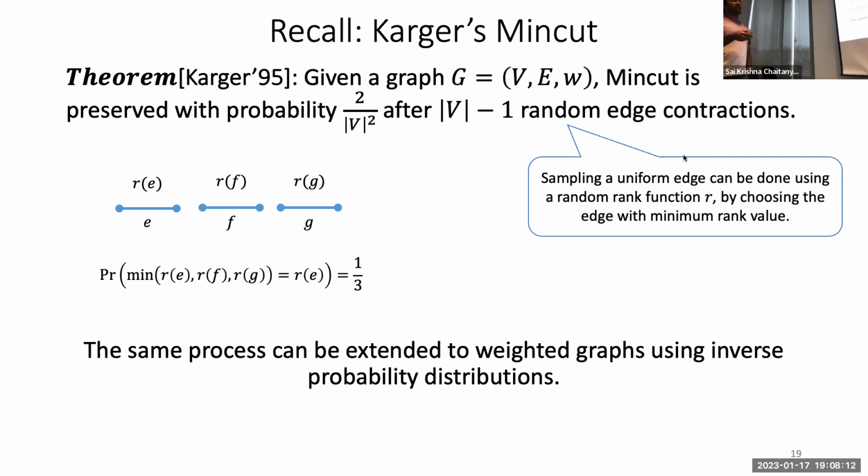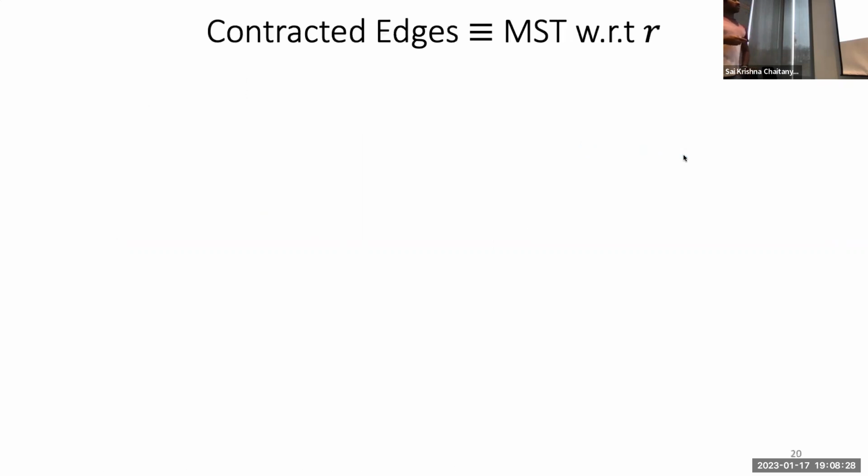We just use the word rank to not be confused with another weight function W, which we have here. So these we call rank. We take the minimum of them, and that is how we sample an edge uniformly. Now let's see how sampling with respect to R works. So we start with an edge.